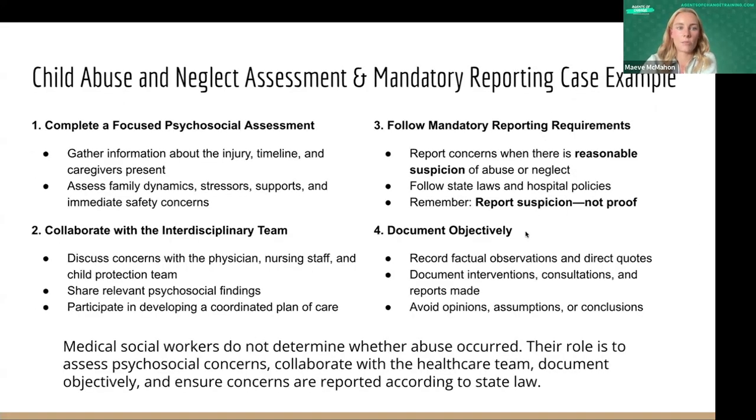So again, completing that focused psychosocial assessment, gathering information, a timeline. I write very detailed notes about the injury and the timeline. I always tell families when they're telling me the story, I want to be able to close my eyes and picture exactly what's going on. So I want to know what the material, if there was a skull fracture, let's say.